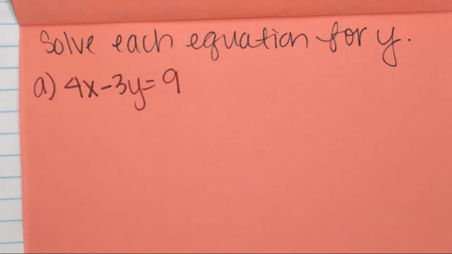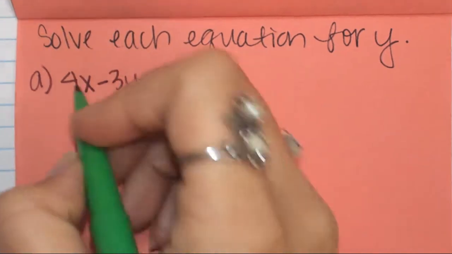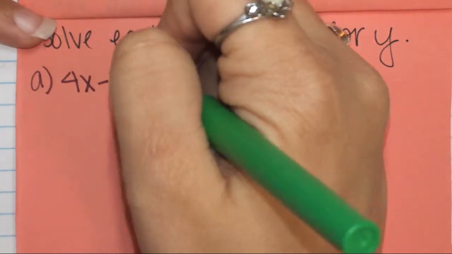4x minus 3y equals 9. Can you tell me what to do first? You have to subtract 4x from both sides. Remember, we're trying to get y by itself.